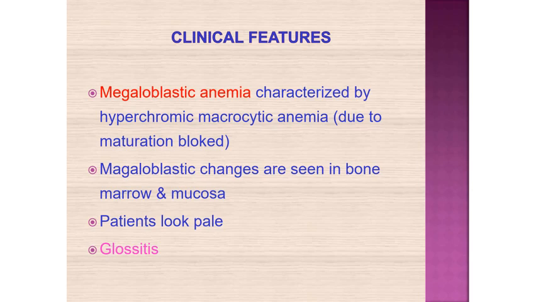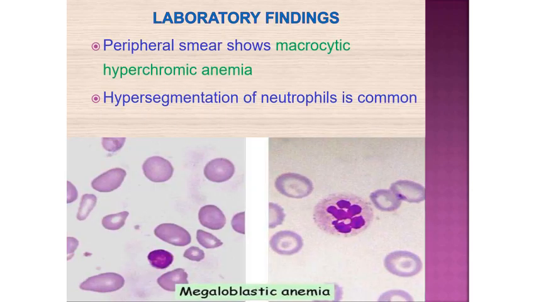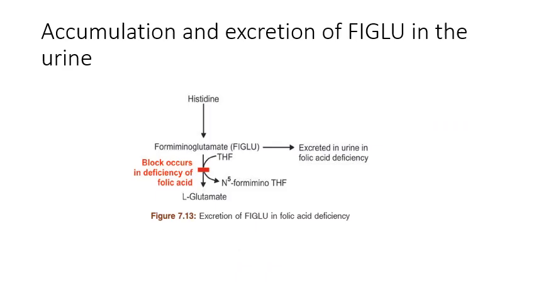Megaloblastic changes are seen in bone marrow and mucosa. So the patient looks pale and glossitis also occurs. In the laboratory findings of megaloblastic anemia, you can appreciate in the figure here macrocytic and hyperchromic anemia, and hypersegmentation of neutrophils is also seen.